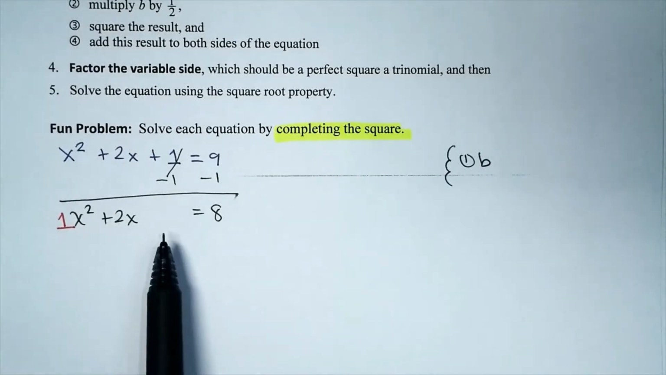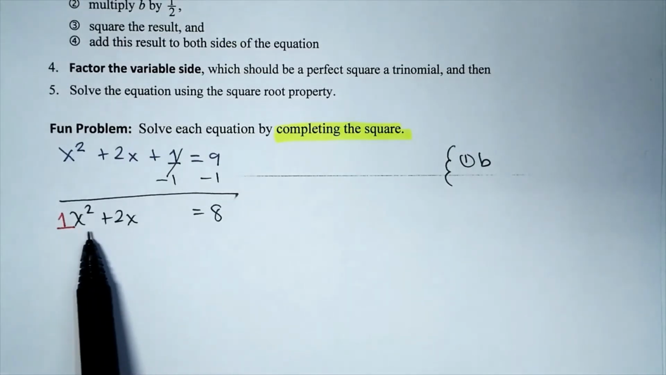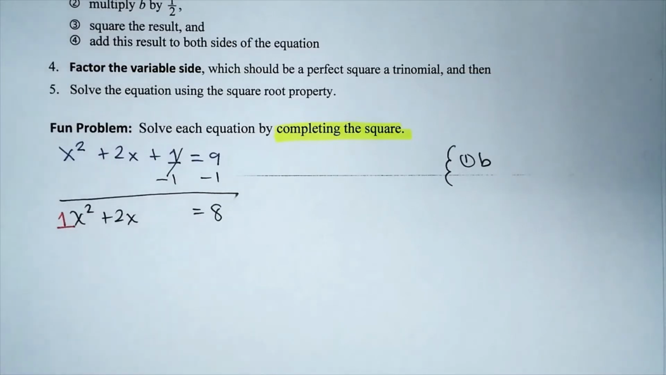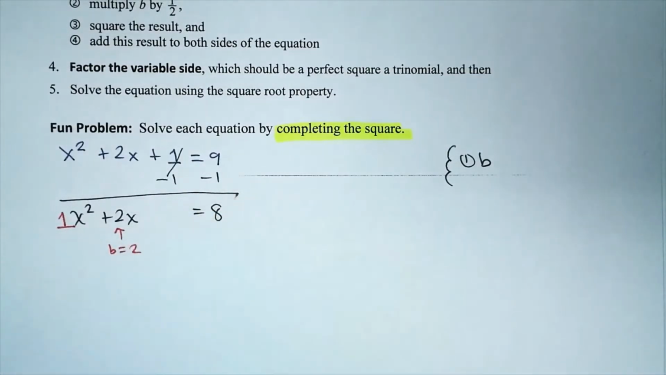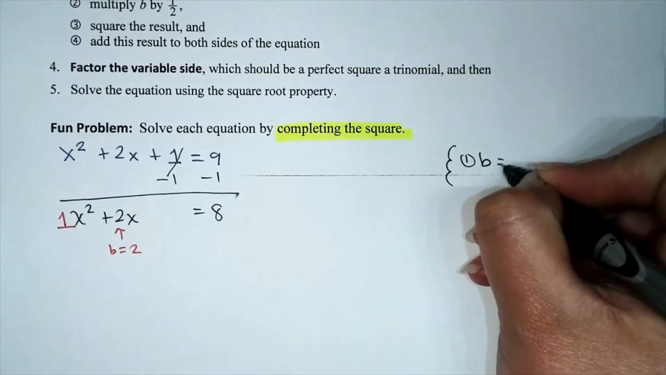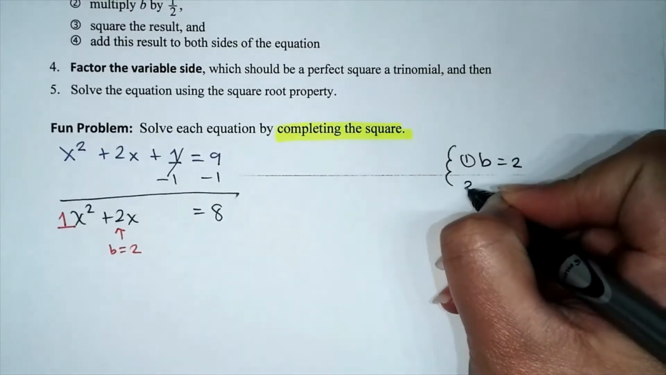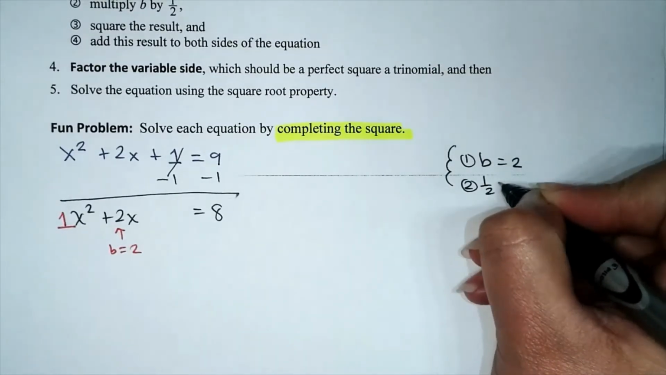Bear in mind that if we had 3 terms, this will be a trinomial of the form ax squared plus bx plus c. So in this case, the value of b is 2. So to complete the square, it's a 4-step process. 1, identify b. b is 2. 2, multiply it by 1/2.